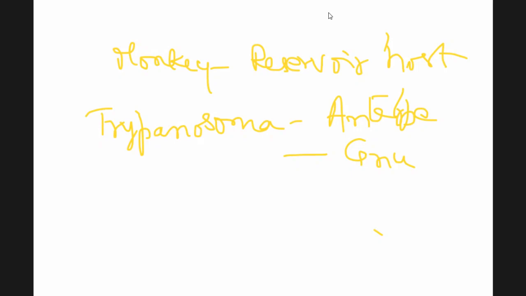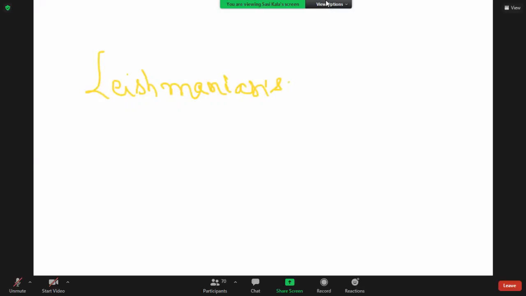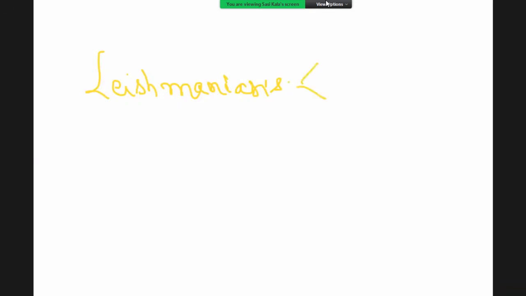So that's about Trypanosoma gambiense. As it completes its life cycle in two hosts, it is also digenetic. Then another one, leishmaniasis. In this, two types are there: visceral leishmaniasis and cutaneous leishmaniasis.